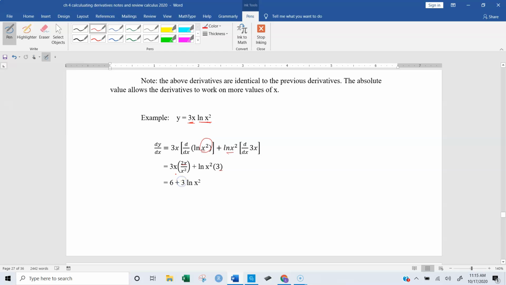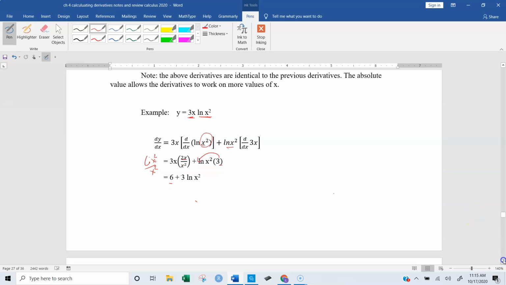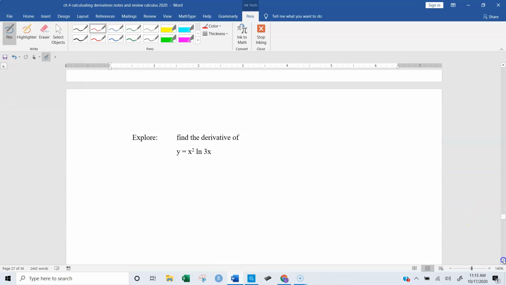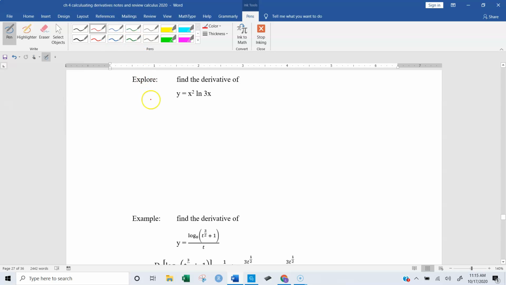Now you look at these things, and we got 3x times 2x over x squared. Well, that's really 6x squared over x squared, which reduces down to 6. And nothing changes here. I just put the 3 in front so that we did not make the mistake of thinking that's x squared times 3, because that would be incorrect. All right, pause and try yours.